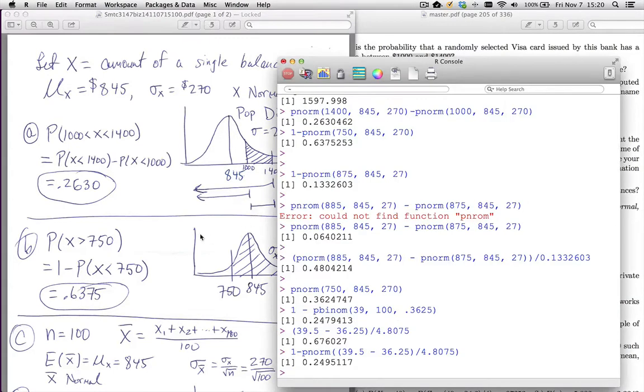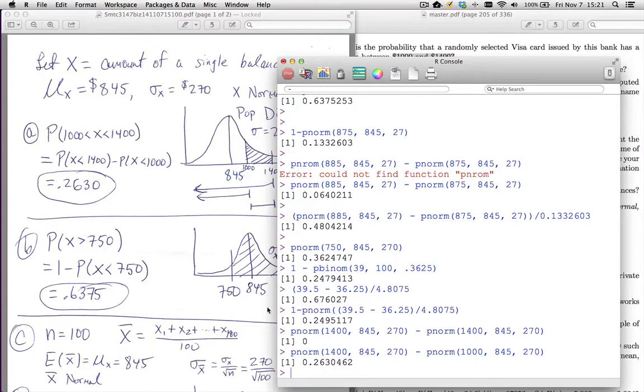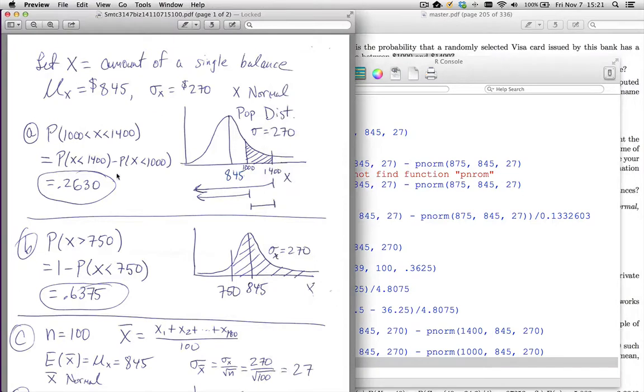So let's go over to R and try that. So in R we use the pnorm function. So pnorm, and it's going to be 1,400. The mean is 845. The standard deviation is 270. That's going to give me this probability. Minus pnorm 1,000, 845, 270. And clearly I made a mistake. This should be 1,000. Okay. This is the answer. So 0.2630. That would be the area in this region.